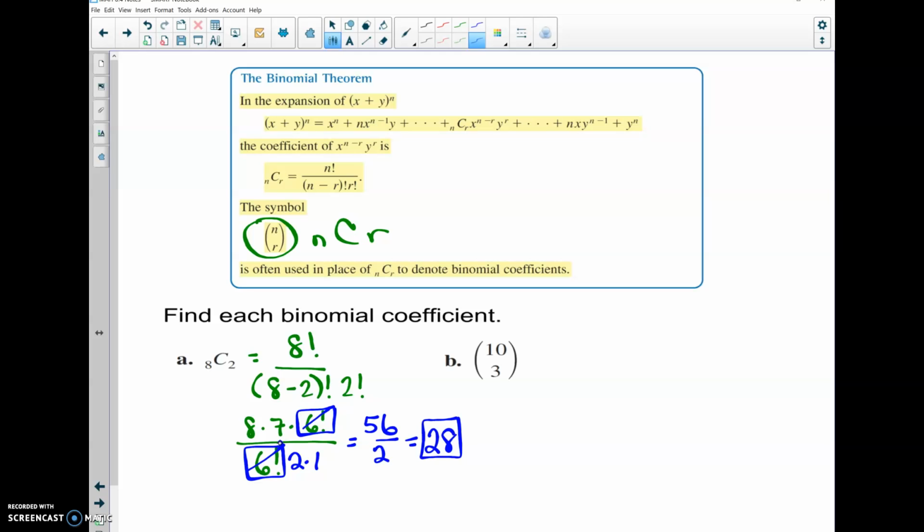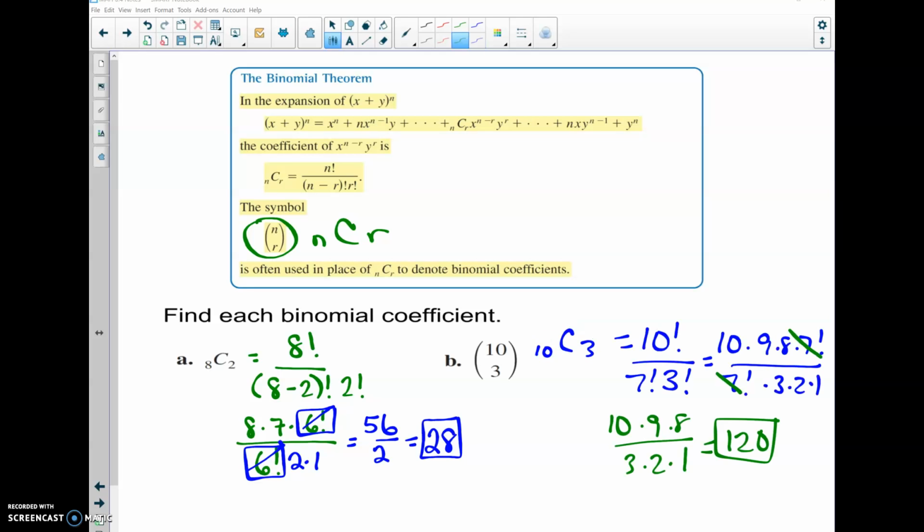Take a minute and try part B, which is 10 choose 3. Using the formula, go ahead and solve that. Evaluating 10 choose 3, you would get 120. Notice the 7 factorials cancel here, and we have a little bit of math to do. Multiply out 10 times 9 times 8, and then divide that by 6, which is 3 times 2 times 1.